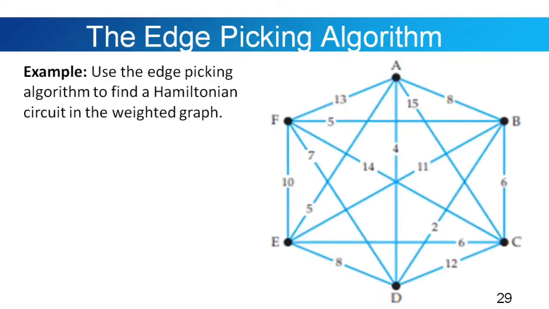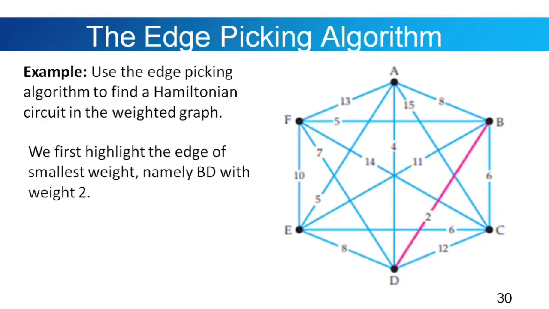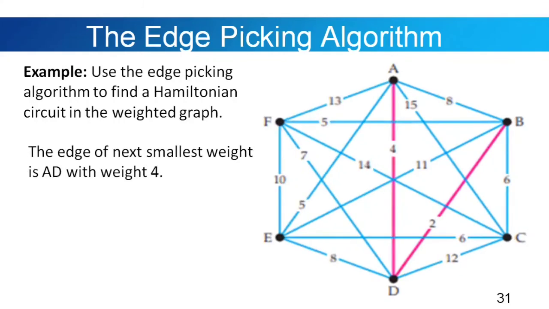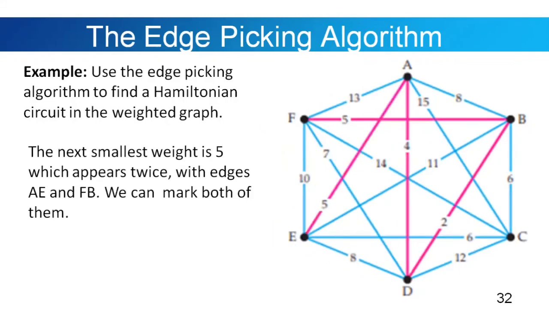Now, using the same graph, use the edge-picking algorithm to find a Hamiltonian circuit in the weighted graph. You can pause this video to answer this question. Now for our solution, we first highlight the edge of smallest weight, namely BD with weight 2. The edge of the next smallest weight is AD with weight 4. The next smallest weight is 5, which appears twice with edges AE and FB. So we can mark both of them.